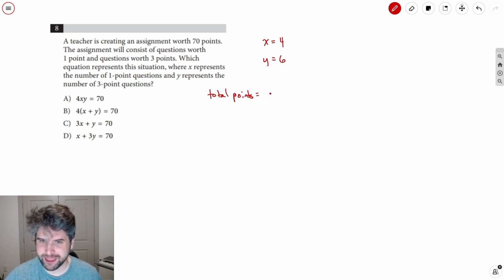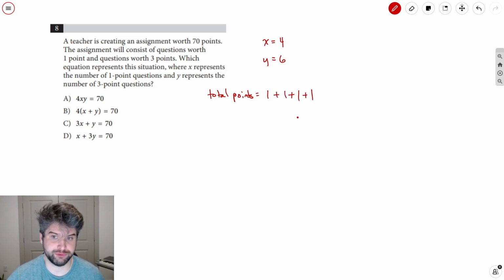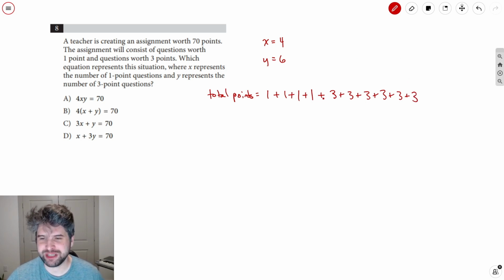X is 4. So you would tally up the number of 1-point questions, and each one is worth 1 point, so you do 1 plus 1 plus 1 plus 1. That's 4 points for those questions. And then there are 6 3-point questions, so you add on to that 6 3-point questions. So 3 plus 3 plus 3 plus 3 plus 3 plus 3. And from these 6 3-point questions, you're going to get 18 points added to your score if you get them all right.